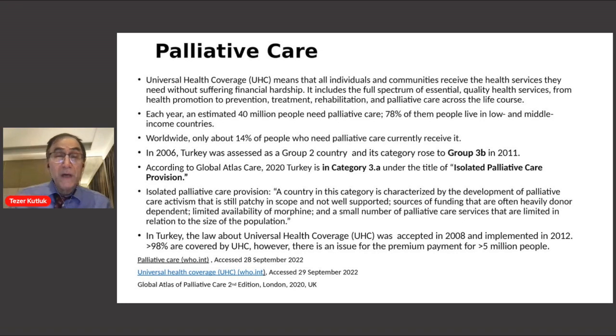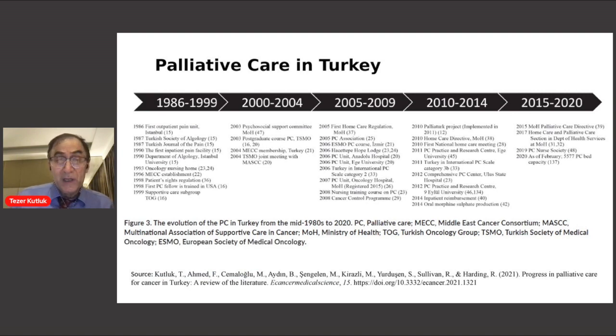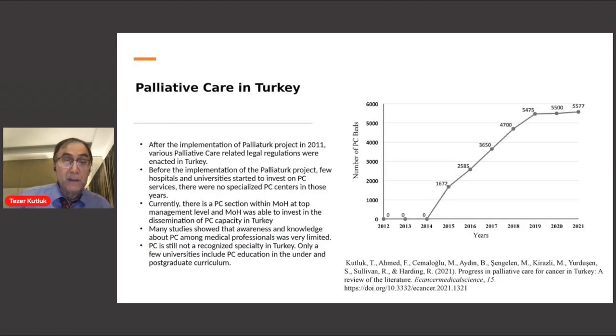So, palliative care in Turkey: after the year 2000, we have made some progress. Still, we have some ways to go. Based on the Global Atlas of Palliative Care, Turkey was in Group B in 2011, but went down to Category 3A in 2020, under the title of Isolated Palliative Care. So we recently published a comprehensive literature review of the situation of palliative care in Turkey in eCancer. You can find the article in eCancer.